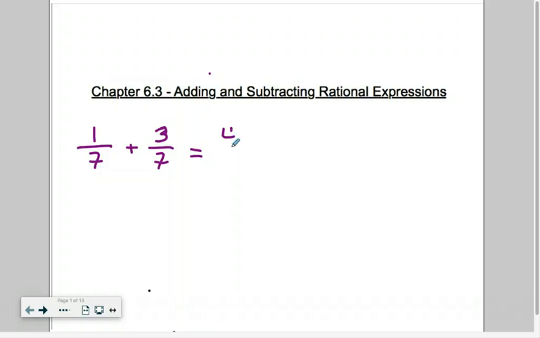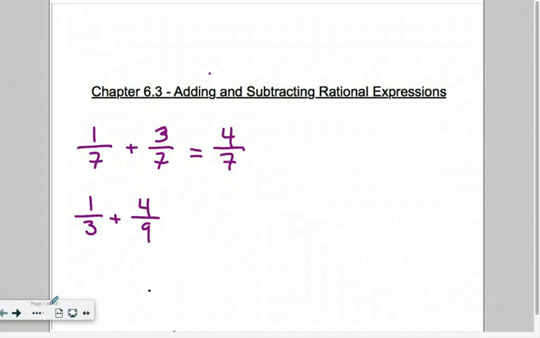So 1 plus 3 is 4, and then I keep the denominator the same. Okay, I don't add the denominators, I add the numerators and keep the denominator the same. However, if your denominators are not the same, you have to create a common denominator. So for example, if I have 1/3 plus 4/9, I'm not able to add these right away because my denominators are not the same.